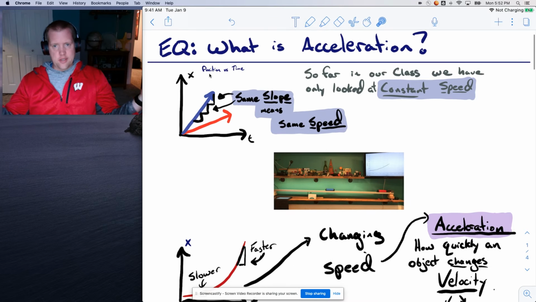Just wanted to go over what is acceleration. So yeah, let's take some notes and talk about things, and I'll do the best that I can to explain what's going on with it.